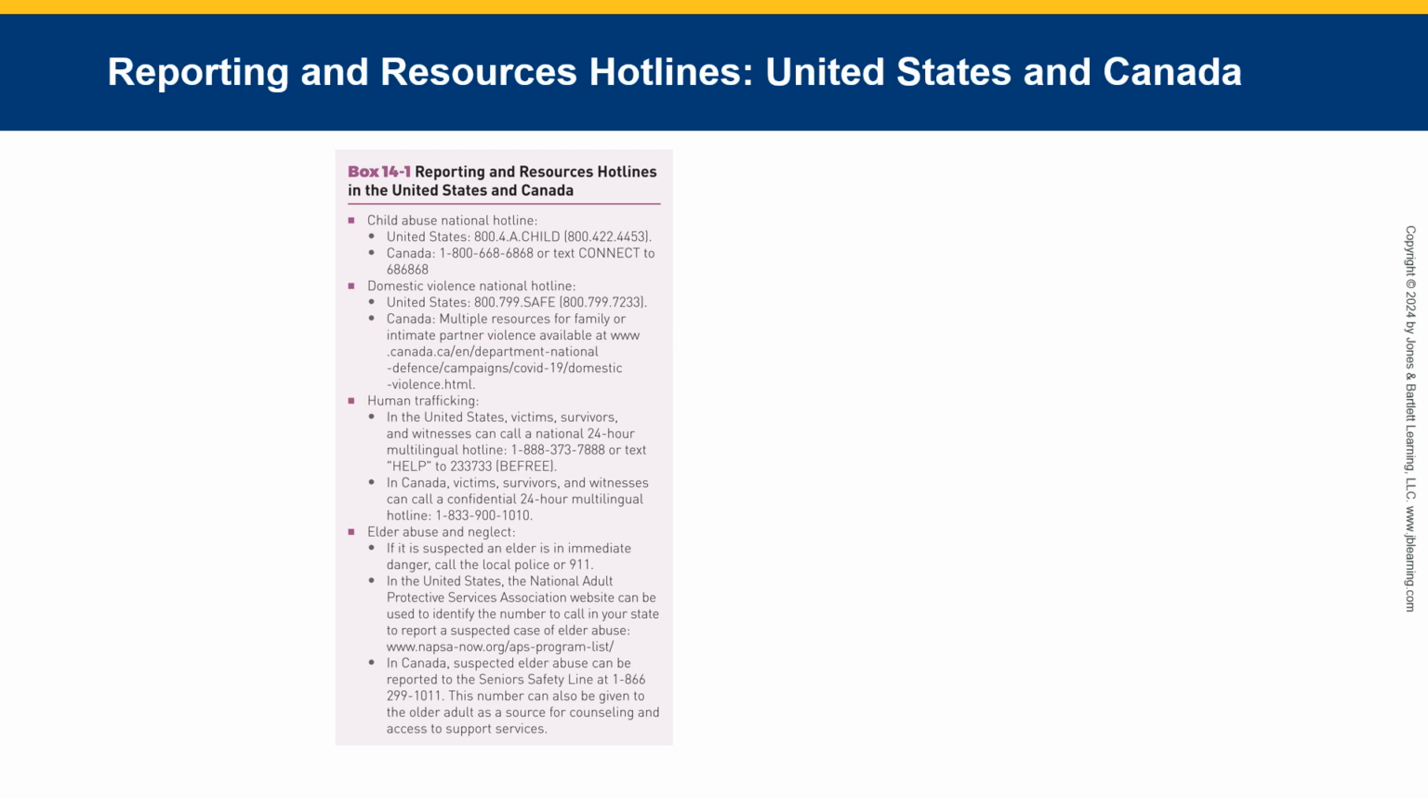So here's some resources and hotlines that you can call in the United States and in Canada, depending on what the situation is. So for child abuse, you have the National Hotline. Domestic violence, you have this hotline. Human trafficking, elder abuse and neglect.